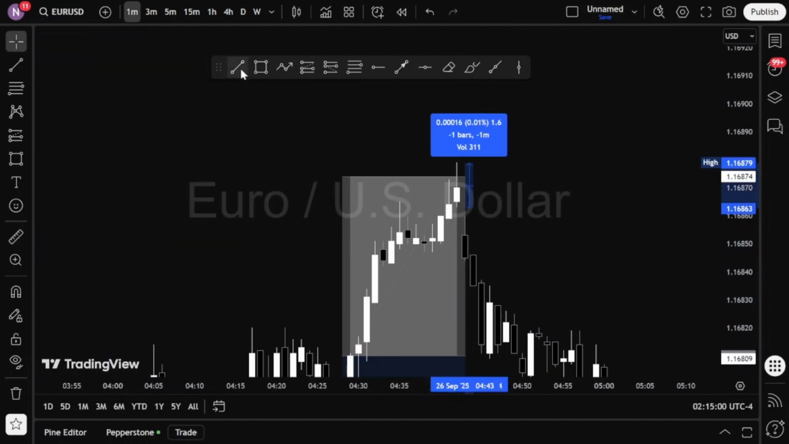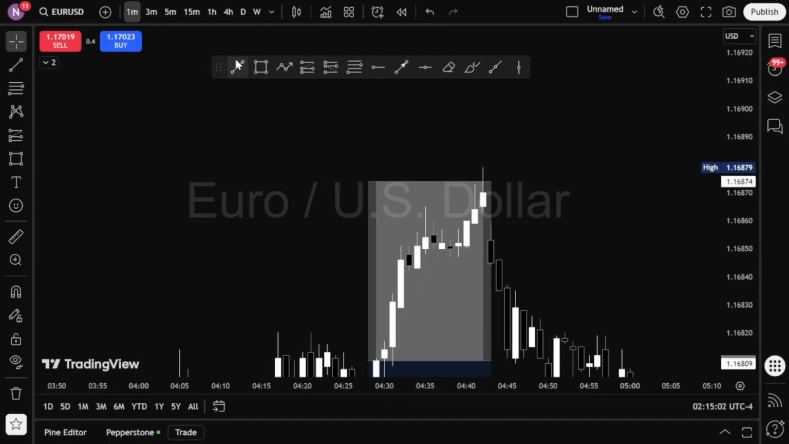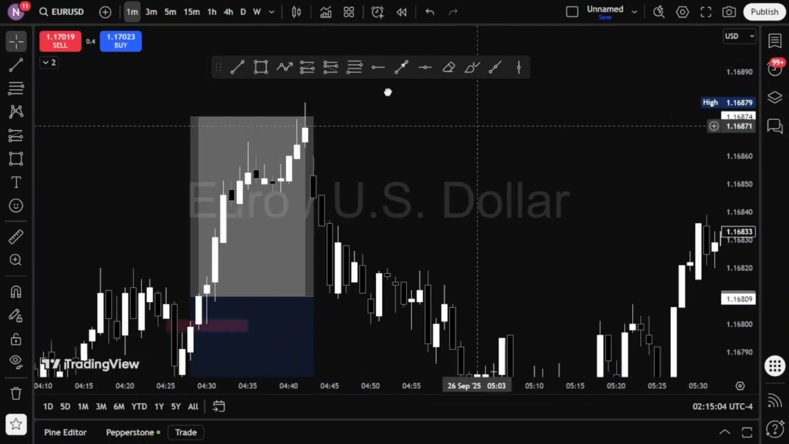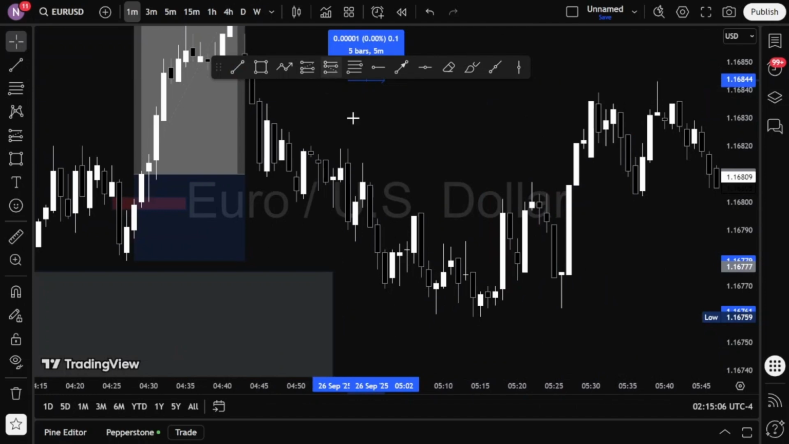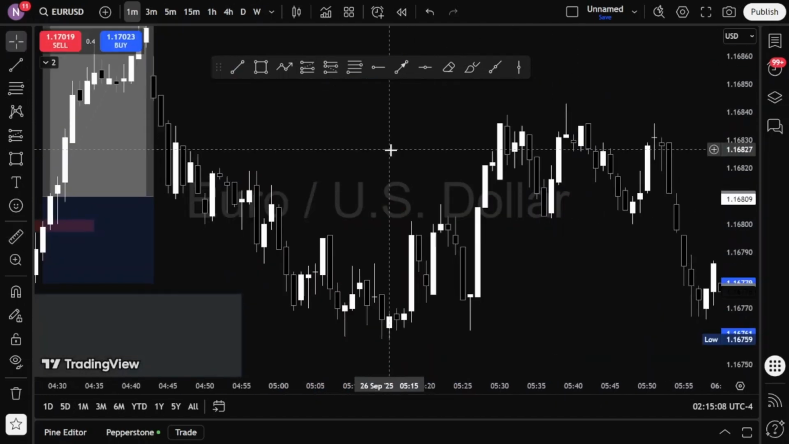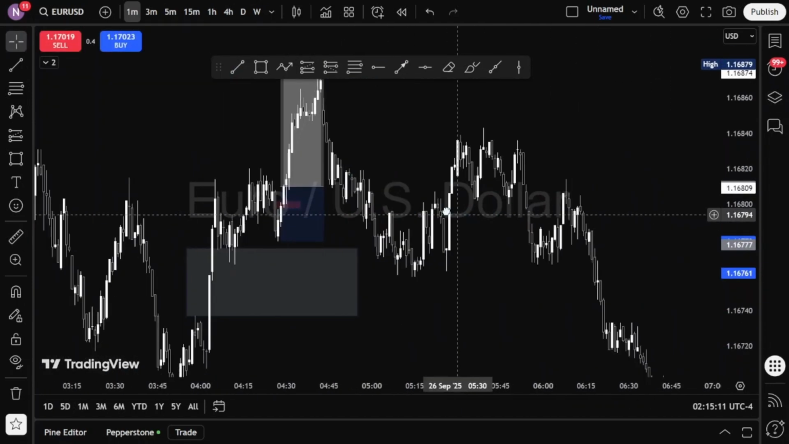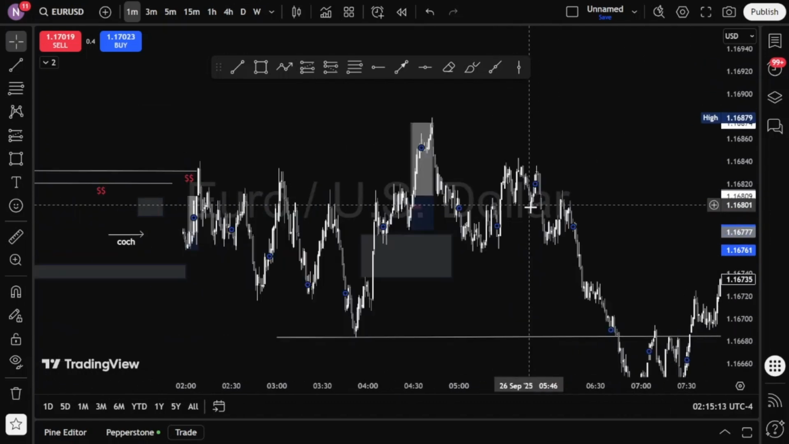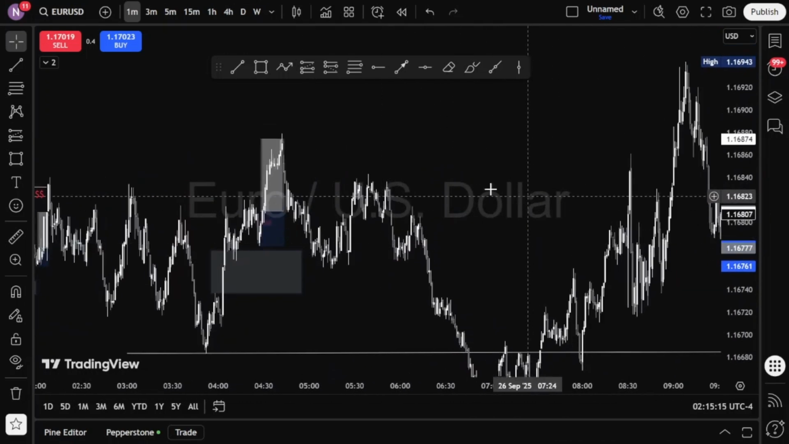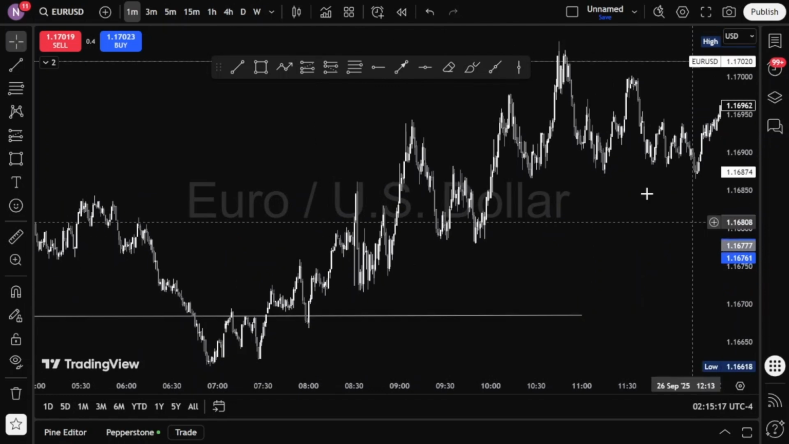Market took out this 4 hour equal lows on the DXY. As soon as the market took out these equal lows, the market gave huge bearish momentum, bearish pressure over the market. So that's the reason why I took the trade, and both of the trades played out pretty well.